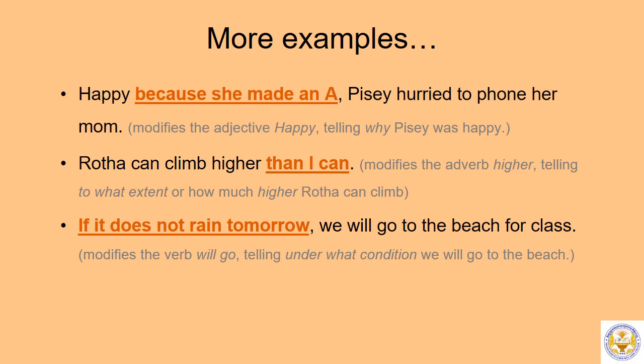If it does not rain tomorrow, we will go to the beach for class. So if it does not rain tomorrow is an adverb clause that modifies the whole sentence, or modifies the verb will go, and tells us under what condition we will go to the beach.